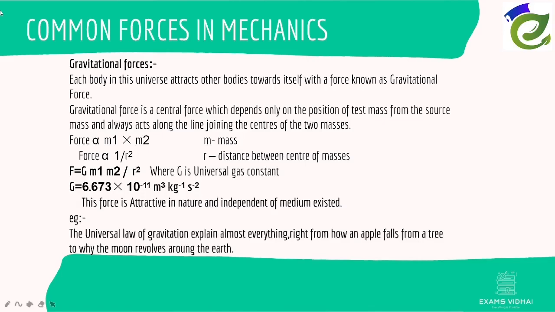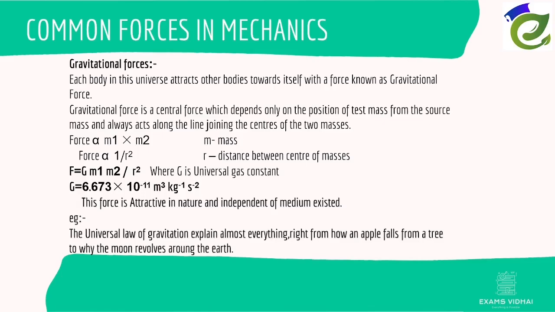Now, in order to remove the proportionality sign, we bring in G, which is known as the universal gravitational constant. That is, G is equal to 6.673 into 10 to the power minus 11 meter cube per kg per second square, and this is the SI unit of the G value. This force is generally attractive in nature and is independent of the medium. Wherever you go, you experience gravitational force.